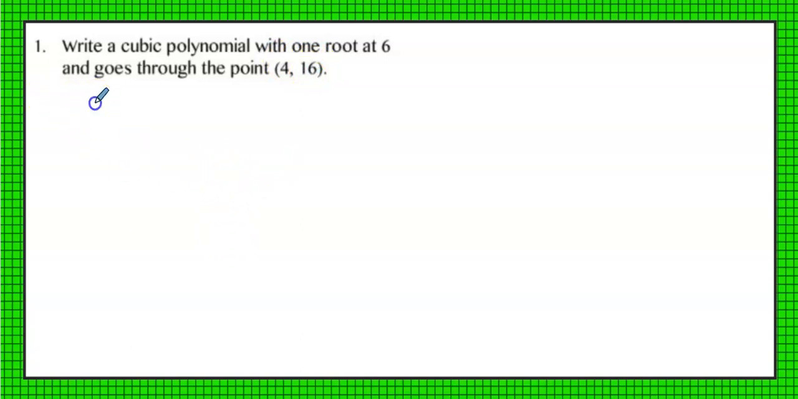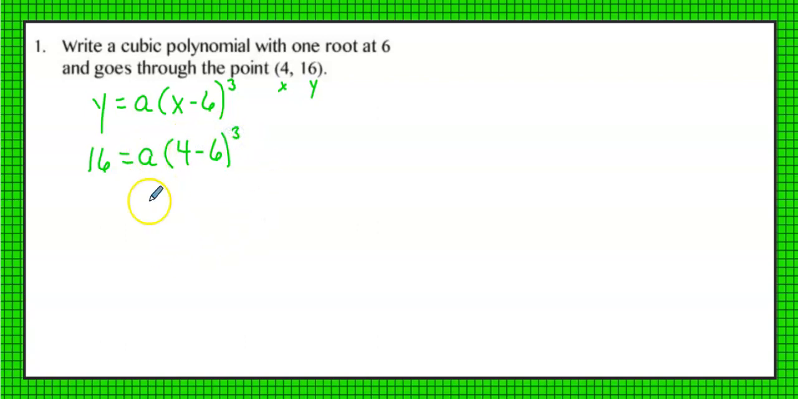So let's start out by writing y equals a times, and then our one root is at 6, so that means it's going to be x minus 6 in parentheses. It's cubic, so that's going to be a 3 exponent. Now we need to find what a is, which remember we use our ordered pair that we're given, and we plug in the x and the y into our original equation. So I'm going to plug in a 16 for y. Keep my a as the unknown, but we can only have this one unknown to solve for it. And then plug in a 4 for x. And then when we only have one variable that's unknown, we can solve for that variable.